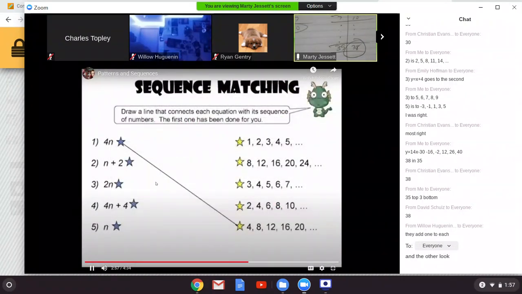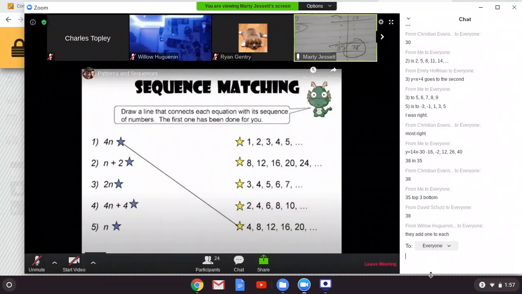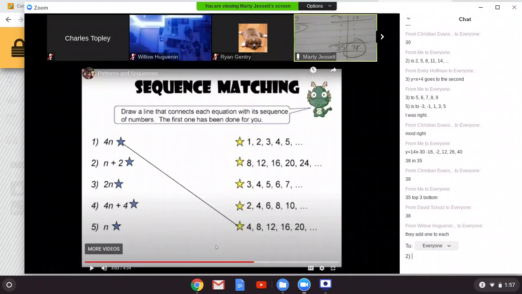Sequence matching. Draw a line that connects each equation with its sequence of numbers. The first one has been done for you. Okay, we've done this before. Let's see if we can do it with new algebraic expressions and new sequences. Which of those 4 that aren't matched already match up with which?